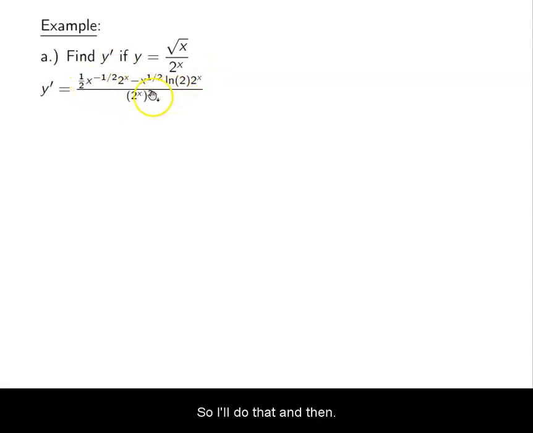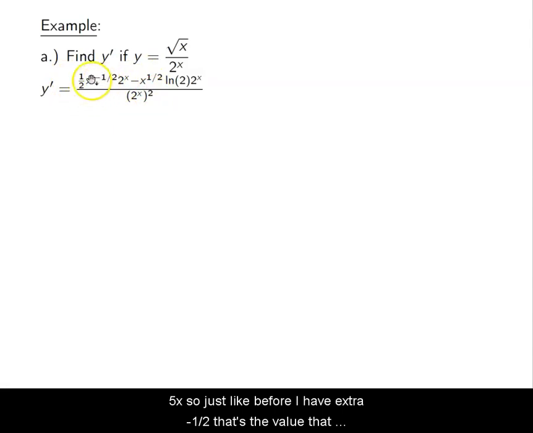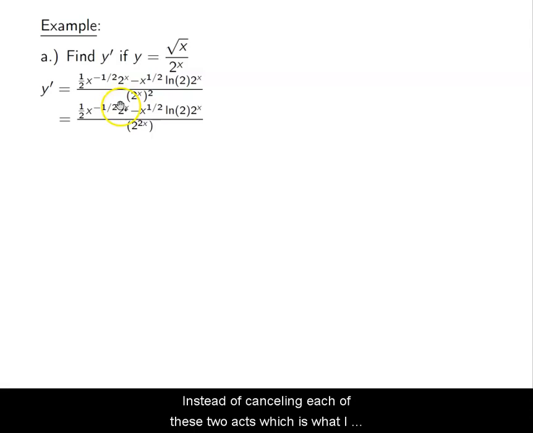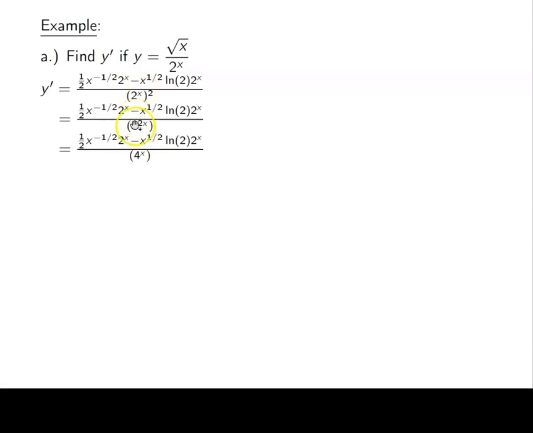So I'll do that, and then really I just have to pull out a common value of x. Just like before, I have x to the negative 1/2, that's the value that I'll pull out of both. So first things first, instead of canceling each of these 2x, which is what I should have done, I'm applying this exponent rule here of an exponential function to a power, right? A power to a power. So I can simplify that and write it as 4 to the x.